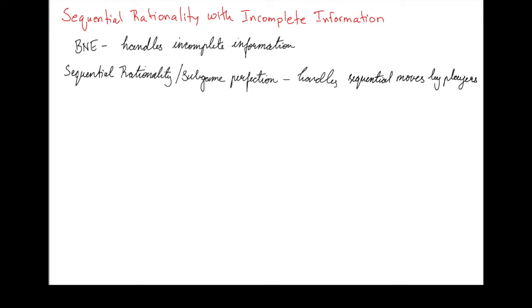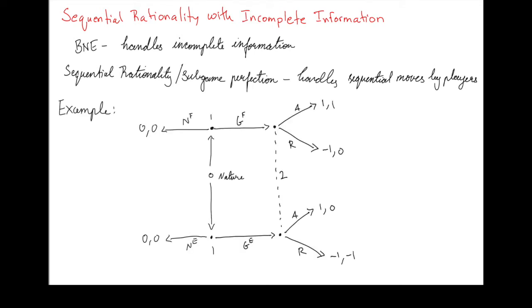So far, we've looked at incomplete information and used the concept of a Bayes-Nash equilibrium to understand simultaneous move games where there is incomplete information. Sequential rationality and subgame perfection are the tools we use to understand games where players move sequentially. What we'll do here is try and look at games where not only do we have incomplete information, but players also move sequentially. Let's start with an example.